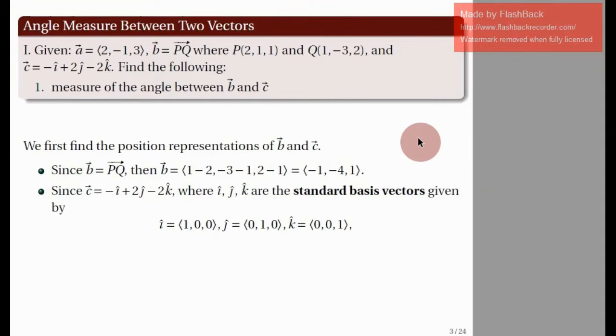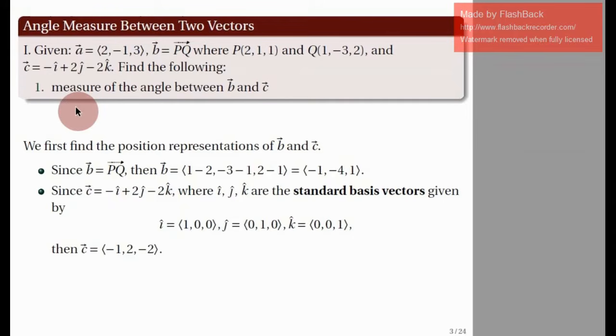So in order to find the position representation for vector C, we actually just look at the coefficients of each standard basis vector. And so here for vector C, we have -1 as the first component because that is the coefficient of our i hat here, 2 as the second component being the coefficient of j hat, and -2 as the third component being the coefficient of k hat. We already know the position representations for B and C, and so we can proceed in finding the angle measured between them.